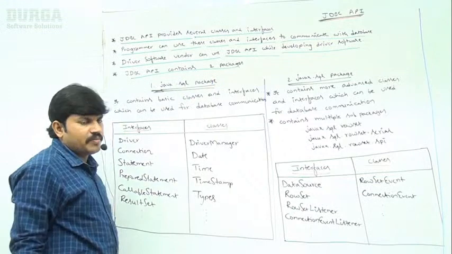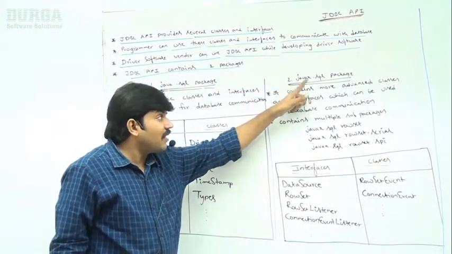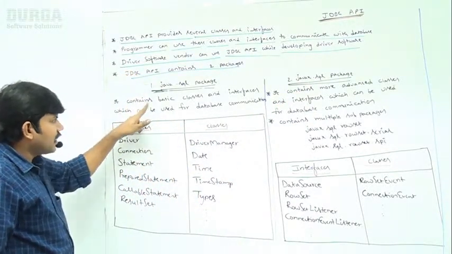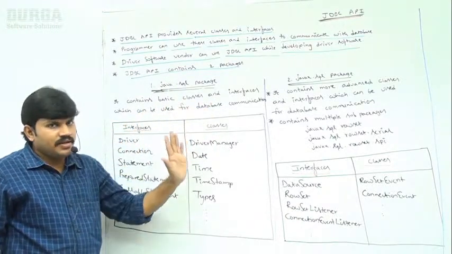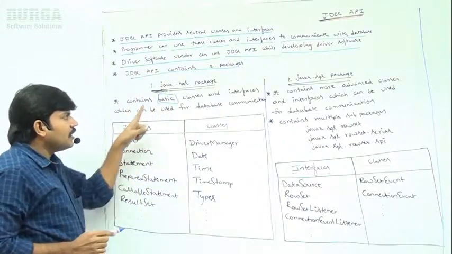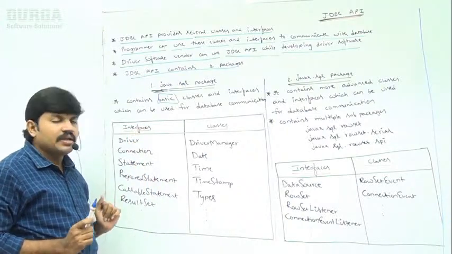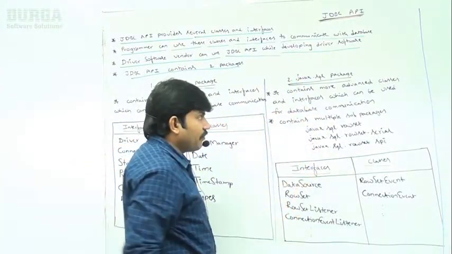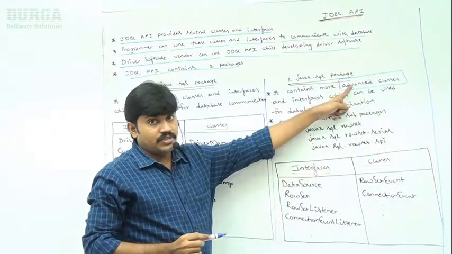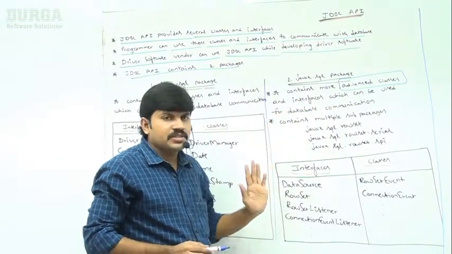Next, JDBC API contains how many packages? Two packages. What is the first one, sir? java.sql package. Second one, sir? javax.sql package. The java.sql package contains basic classes and interfaces which can be used for database communication. But the javax.sql package contains more advanced classes and interfaces, right? Observe, these are not basic; they are advanced classes and interfaces which can be used for database communication.